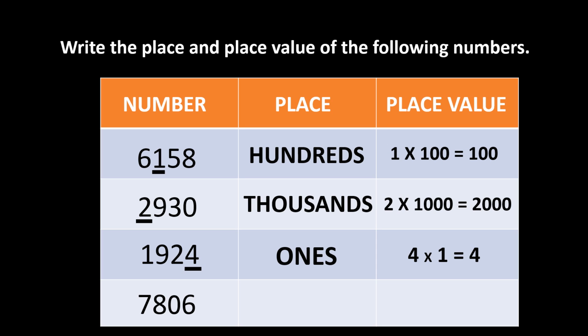The last example is 7806. Here we have to find the place and place value of 0. Which is the place of 0? 0 is in tens place. So we wrote tens under place. Now how will you find the place value of 0 here? 0 into 10 is equal to 0. So the place value of 0 in 7806 is 0.